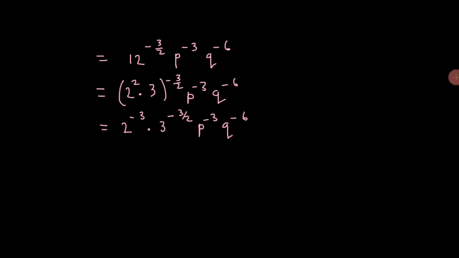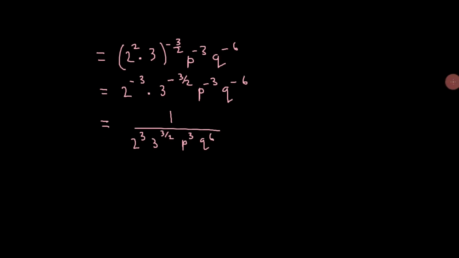All the powers are negative, so we can write it as 1 over, and the powers all become positive. So it's going to be 2 cubed, 3 to the positive 3 over 2, p to the positive 3, q to the positive 6. This is multiplication. So it's 1 over 8, since 2 cubed is 8. There's nothing we can do here. And this is our final answer.